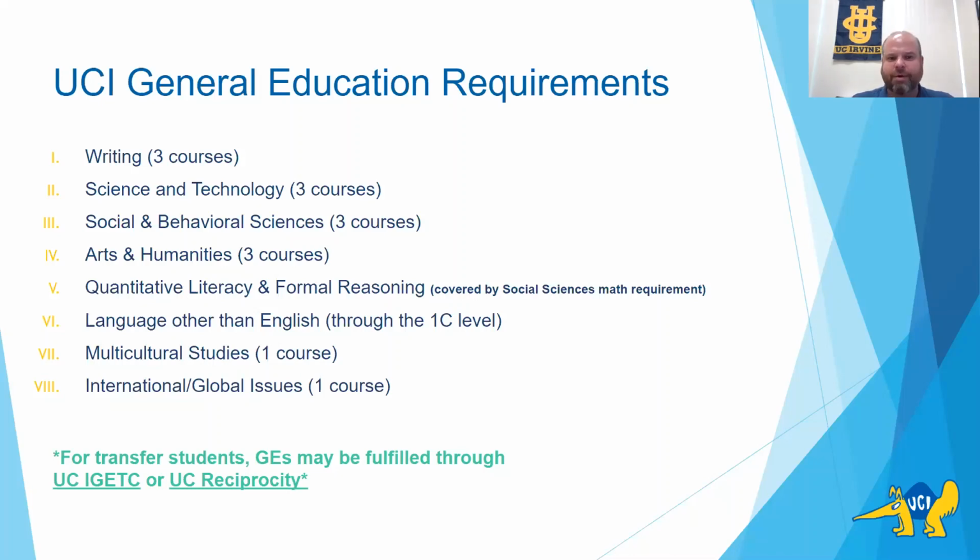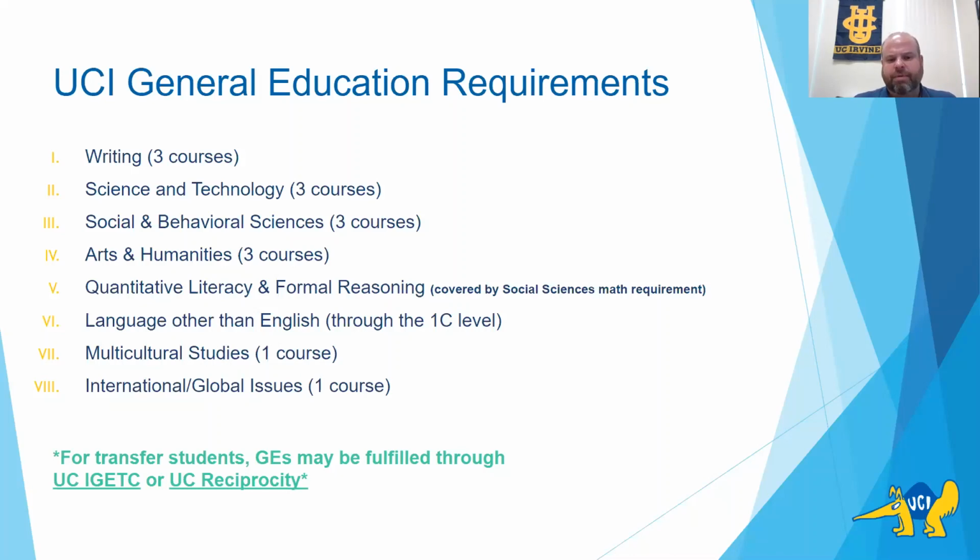All right, so those are the 8 categories for general education. And at the bottom there, we see that many of our transfer students, especially if they're coming from California community colleges, may have fulfilled most of these GE requirements through UCI GETC. And so what that means is it's a community college program. And if you're UCI GETC certified, you would have had most of these requirements fulfilled except for the upper division writing. All right. And I'm going to talk about that a little bit more on the next slide.